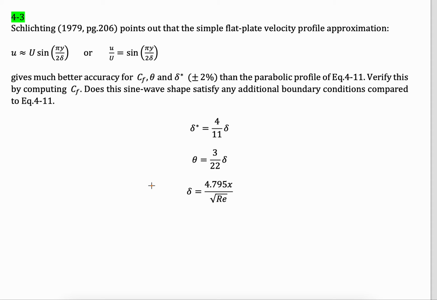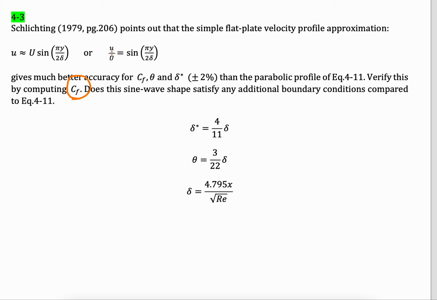Okay, next we go for the next question. From 4.3, we have a simple flat plate velocity profile assumed as this one, u over U equals sine of pi over 2 times y over delta. Then we need to verify by computing the CF here. Okay, so again, you could do this at home because it's very simple.